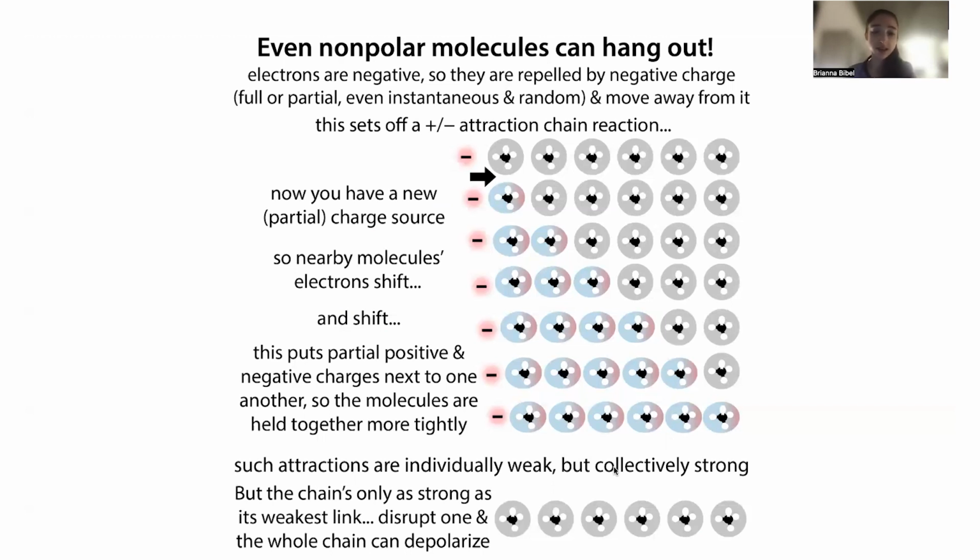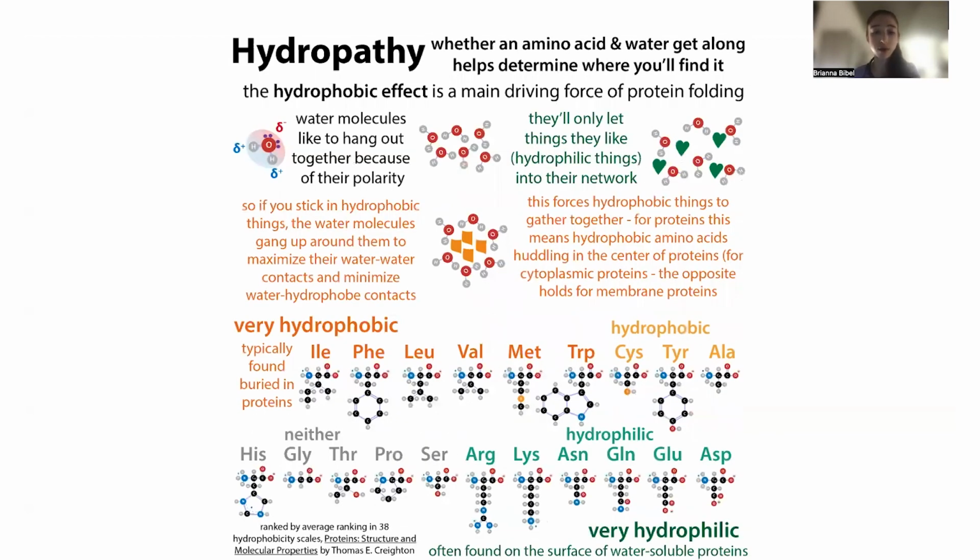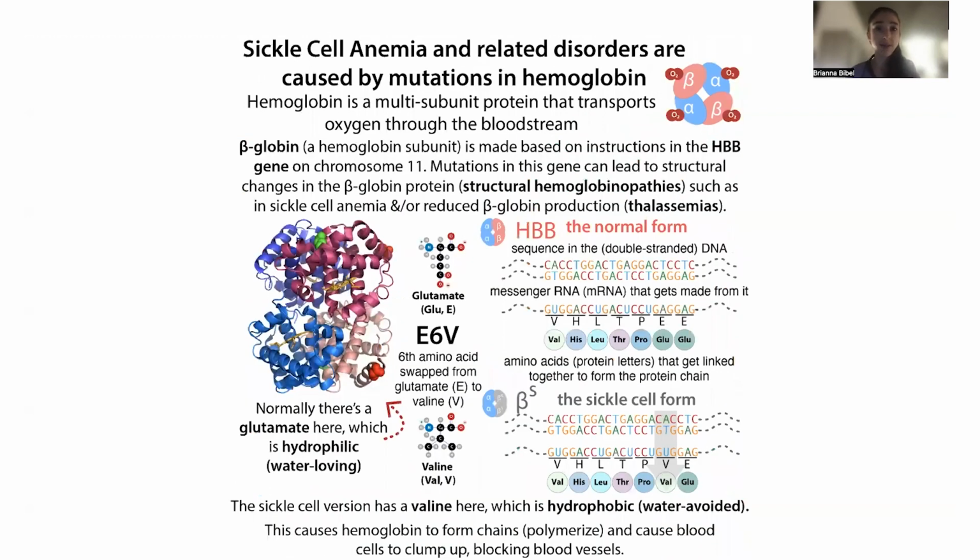Sometimes they're called van der Waals interactions or London dispersion forces, where you get these temporary random dipoles that can lead to things like geckos walking off walls.